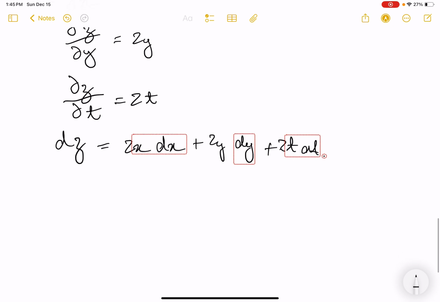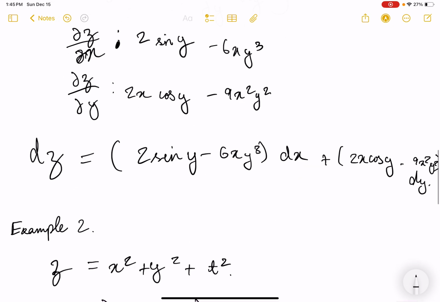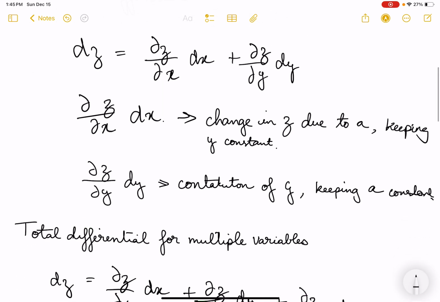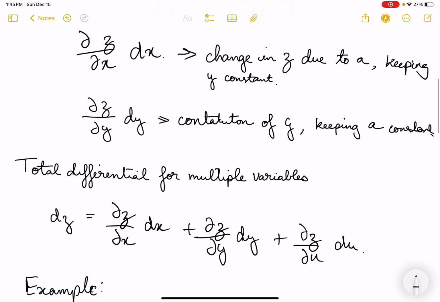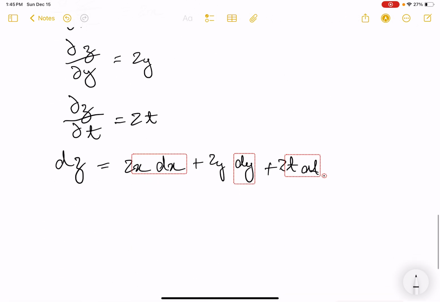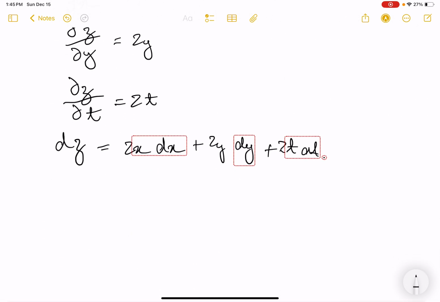So let's do a recap. We learned how increments become differentials and derive the total differential formula. Then we applied it step by step to two different examples. Now I want you to think about this. If dx, dy, and dt are all 0, dz also becomes 0. This tells us we're at a stationary point, where z is not changing.